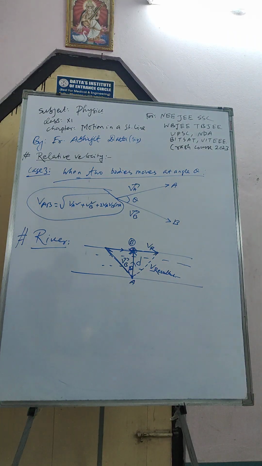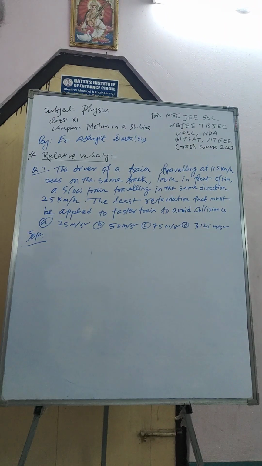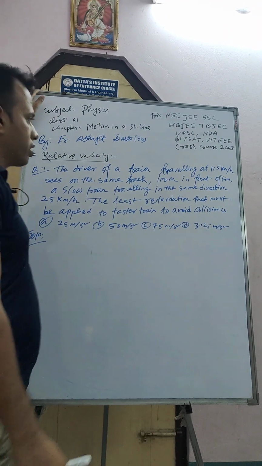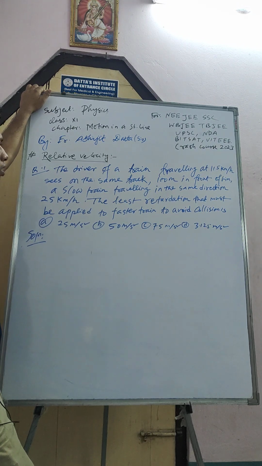We will do some questions from the topic. These are the questions. Now we will do some numericals from the previous ones. So our first question from relative velocity is: the driver of a train traveling at 115 km per hour sees, on the same track 100 meter in front of him, a slow train traveling in the same direction at 25 km per hour.